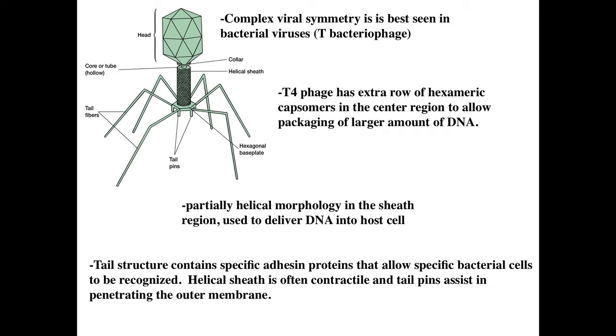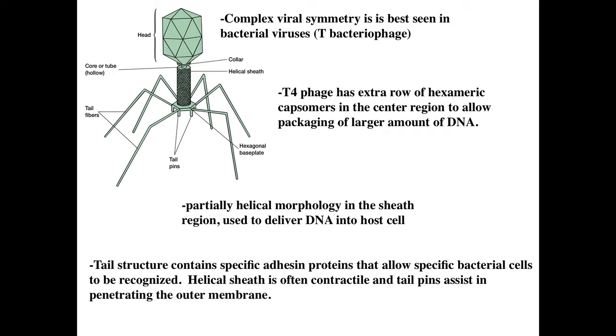And the tail structure, this portion down here, as well as these pins, are really important for binding to the right bacterium. So the tips of these legs, the lunar lander type things, actually will bind to specific proteins on a particular bacterium. So this is what allows this virus to infect a specific bacterium and not necessarily infect virtually any other bacterium. And then these tail pins actually help to poke a hole in the cell membrane.